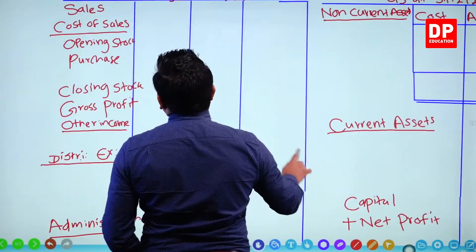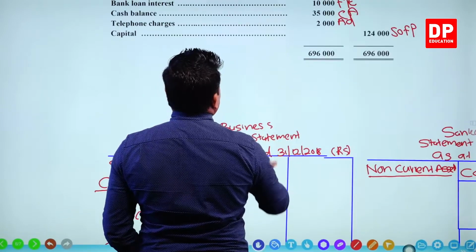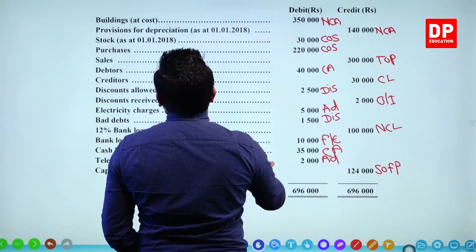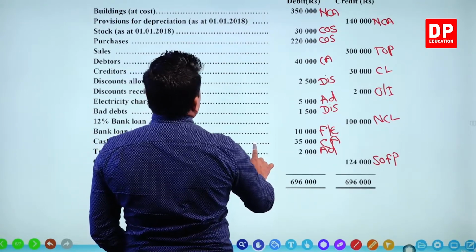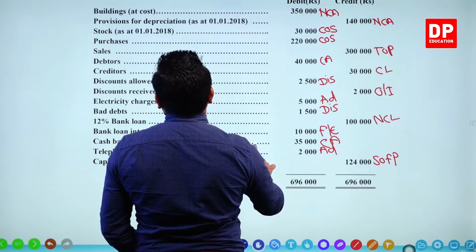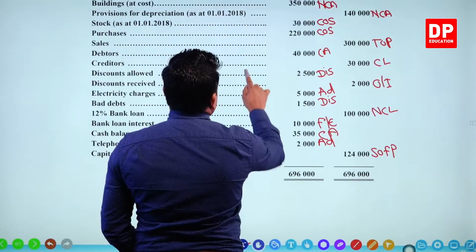We can pick the details and we put them to the relevant places, right? Okay. Do you remember the building? How much? 350,000. It comes under the non-current assets. Building 350,000.